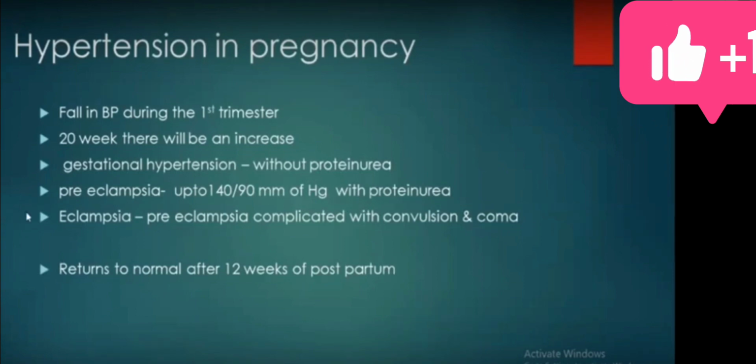Usually in the first trimester the BP falls a little bit. After 20 weeks there will be an increase in the BP level. In gestational hypertension there may be an increase in BP without proteinuria. But in preeclampsia there is an increase in BP with proteinuria, and also edema in the body, headache, and some pain in the back of the eye. In such patients, we have to further evaluate and manage her BP.